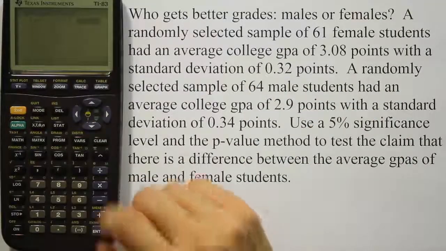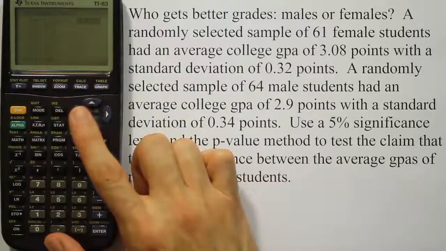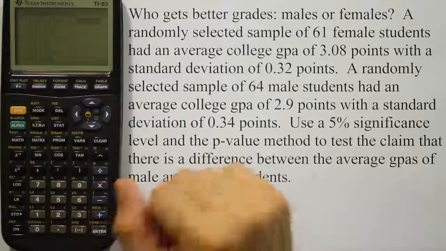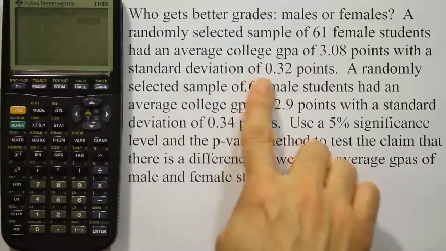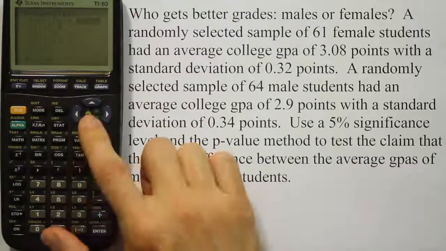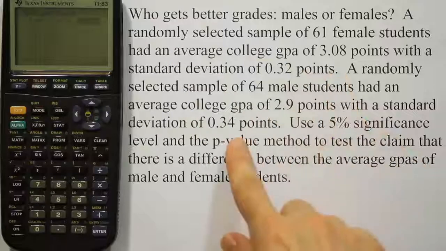So let's highlight stats again. We'll come down here and we'll put the sample standard deviations in place of these population values that they're asking for. So our standard deviation for the females is 0.32, so 0.32. And then for males, it's 0.34.